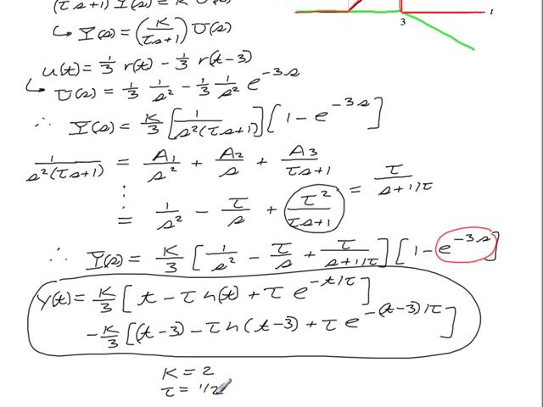So the basic idea here is that we can take a fairly complicated input like this, and break it up into its basic parts. This pulse is made up of 2 ramps, one shifted in time and subtracted away from the first. So we took advantage of the shifting idea for the Laplace transform to help us come up with our solution.